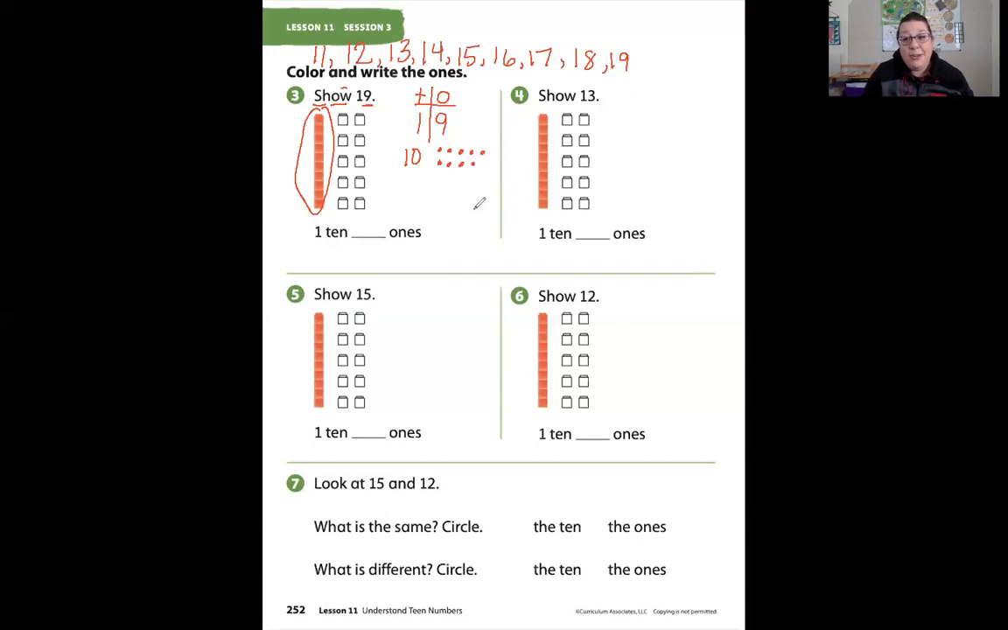I like it when you copy and write what I write. So 10 plus 9, this is expanded form. 10 plus 9 equals 19. So 9 ones is 1, 2, 3, 4, 5, 6, 7, 8, 9. And in this one we are using 1 ten and 9 ones.